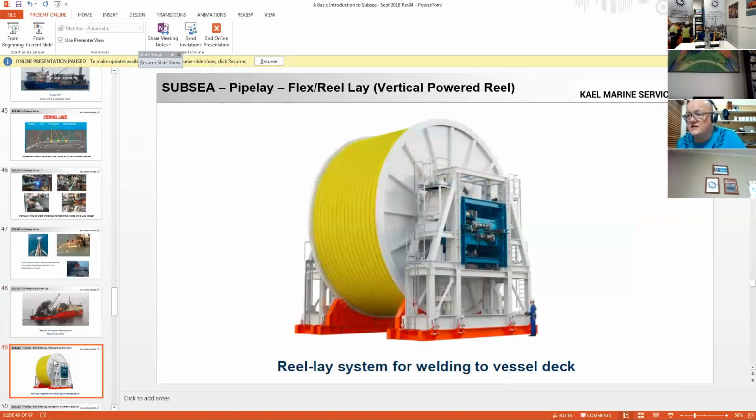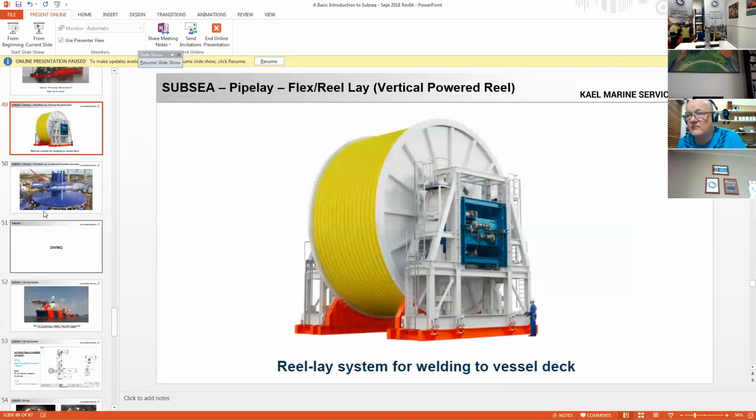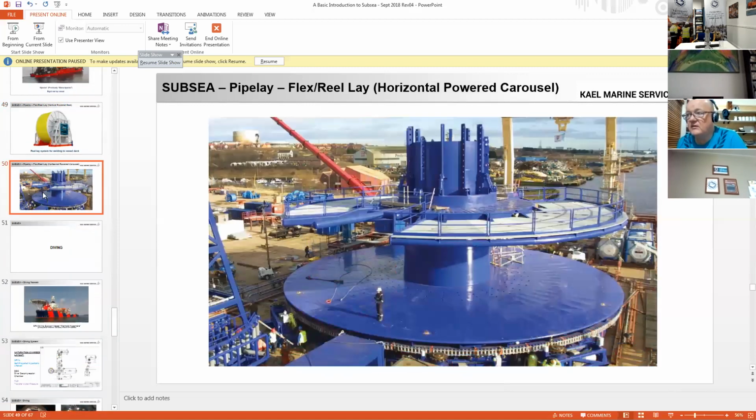There's a reel lay system for welding to a vessel deck. As I say, the ships will have pretty big cranes because they'll be lifting these on board and fixing them onto the deck. This gives you an idea of the size of a carousel for horizontal lay. Okay, so that's it for pipe lay.